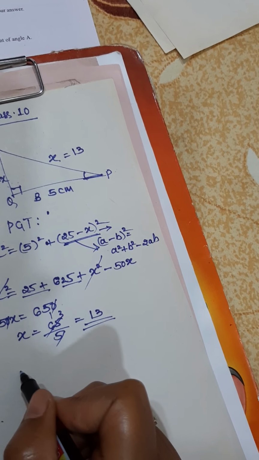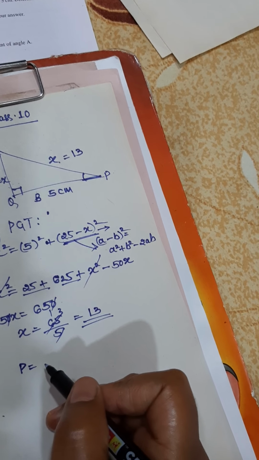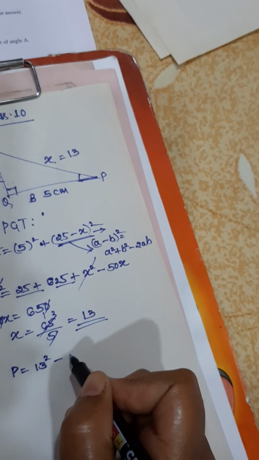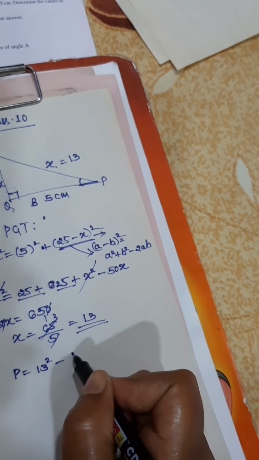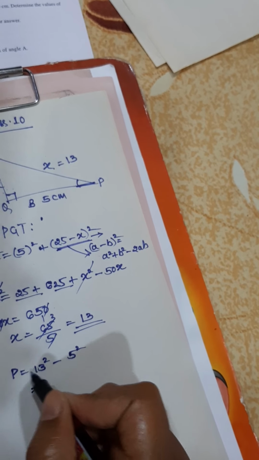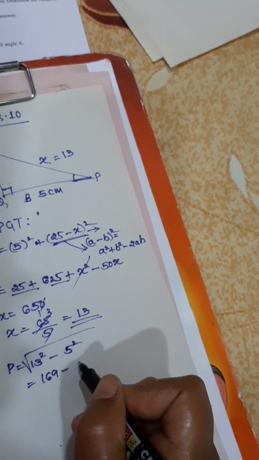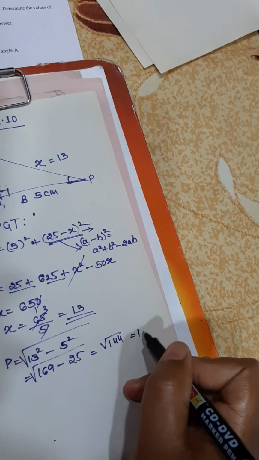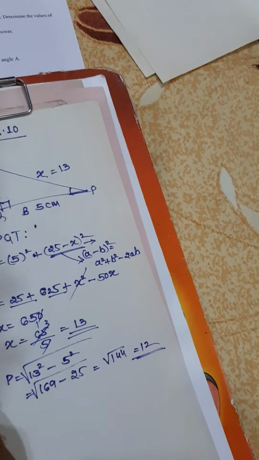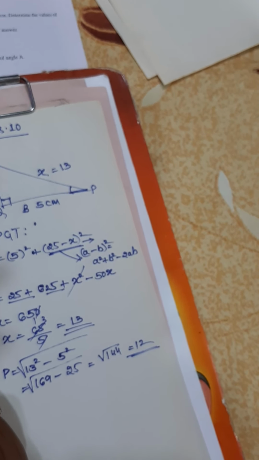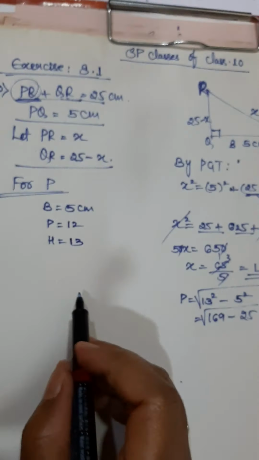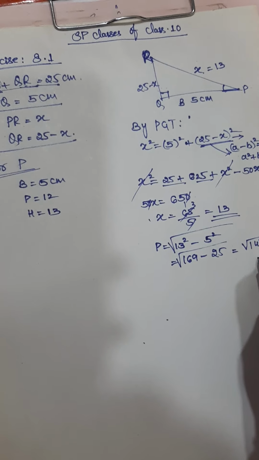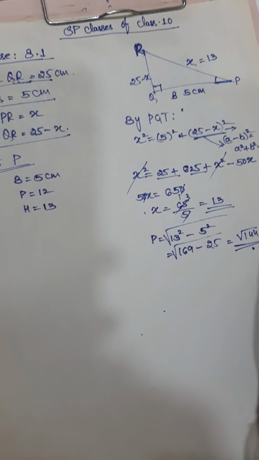So next we will find out our P. How we will find out our P? P square is equal to hypotenuse square minus B square, that is 13 square minus 5 square. So 169 minus 25 is 144, and square root of 144 will be 12. Okay, now we got our P as 12 and hypotenuse as 13.